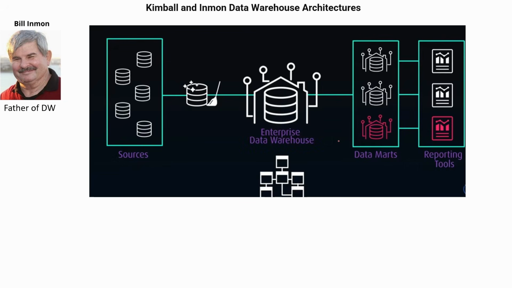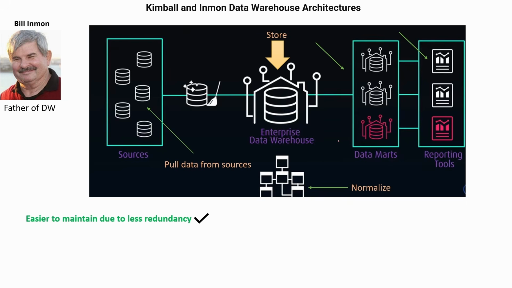He advocates that we pull data from sources, and then we normalize the structures for low redundancy, and only then we store that data in our enterprise data warehouse. This normalized data we can further use to feed our data marts or for reporting purposes. The best part of this data model is that it is very easy to maintain due to less data redundancy, but it has a higher initial cost and longer development times. It contains very isolated data marts.